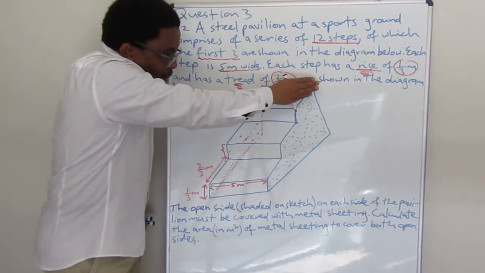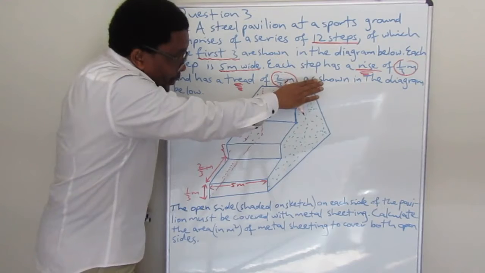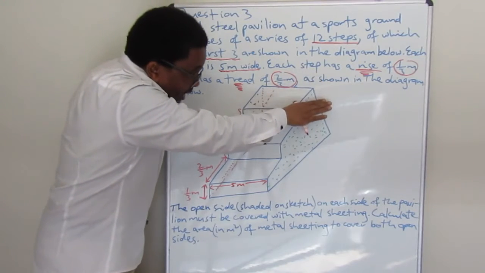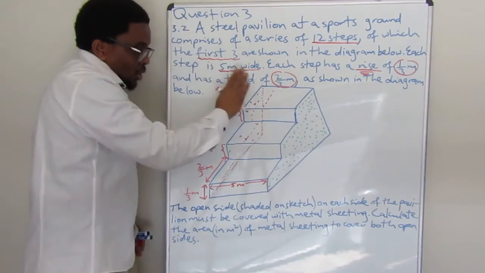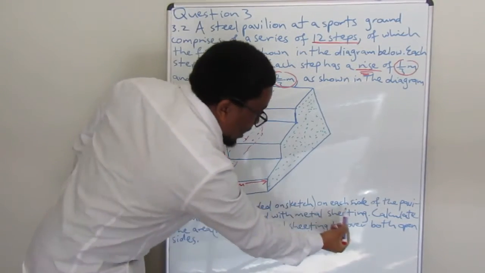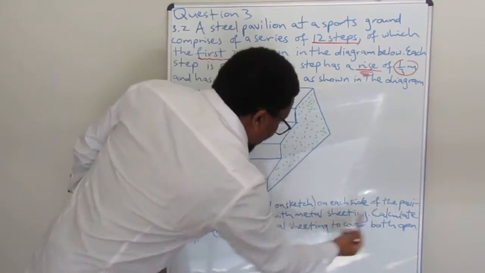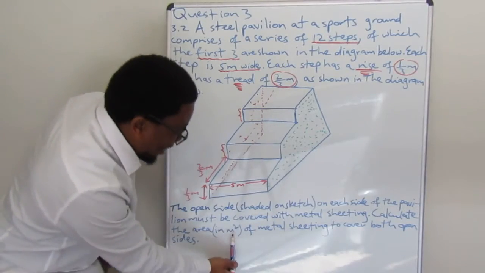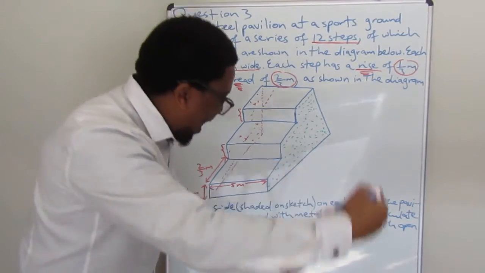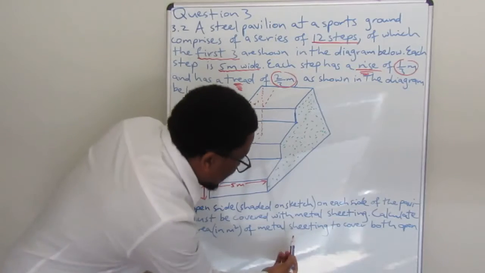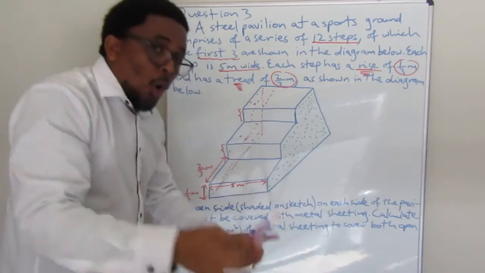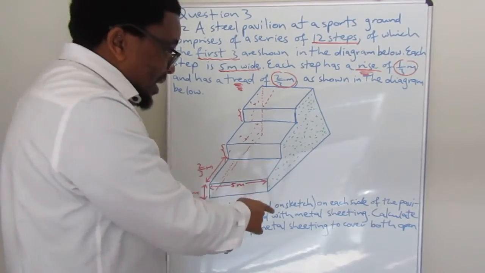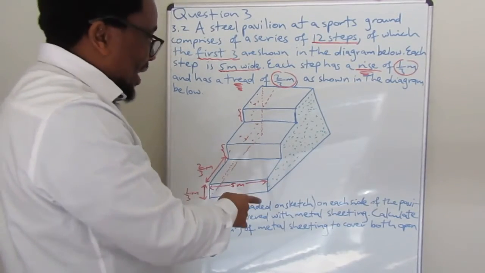So this is where you're going to put your metal. This side you must shade, you must cover it with what? With your metal. And the other side you must also cover it with your what? With your metal sheeting. Now, calculate the area in square meters, right, of metal sheeting to cover both open sides. That's what you've been tasked with in this example.